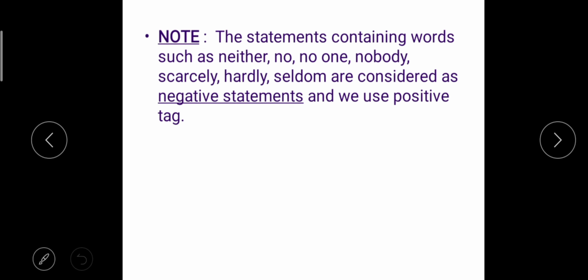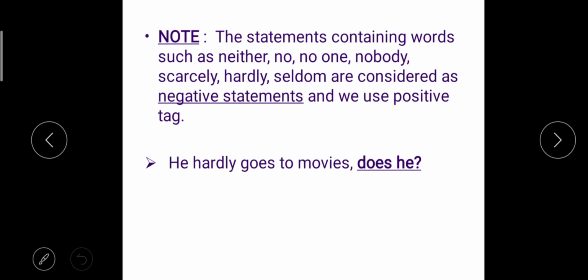Next thing, if the statement containing words neither, no one, nobody, scarcely, hardly, seldom, they are considered as negative statement. It means if they are being considered as negative statement, positive question tag will be used. अगर sentence negative है, positive question tag, sentence positive है, negative question tag. Look at the examples. He hardly goes to movies. Superficially the sentence seems to be positive, but actually the word hardly is used here, so the sentence will be considered as negative. क्योंकि sentence negative consider होगा तो question tag positive होगा. Does he?